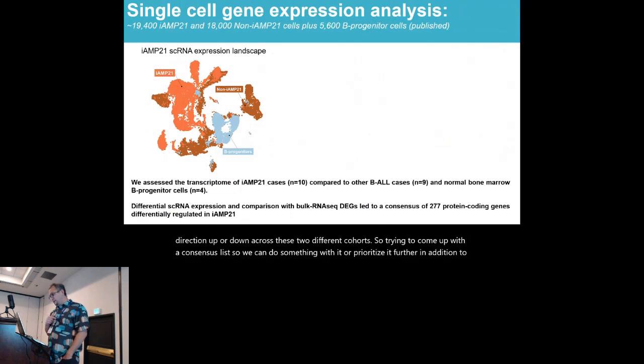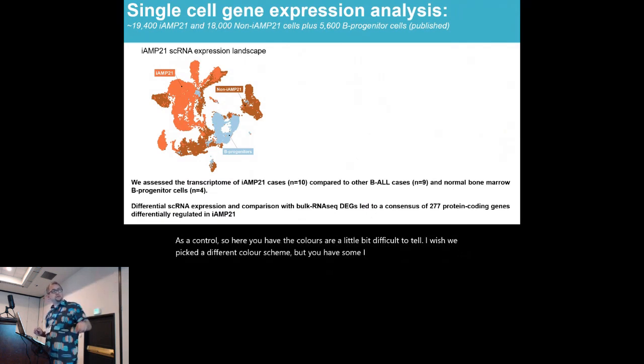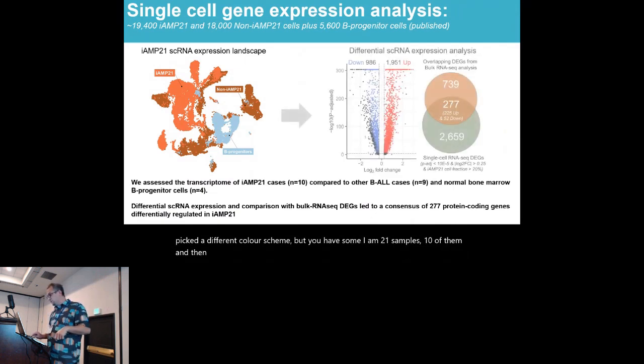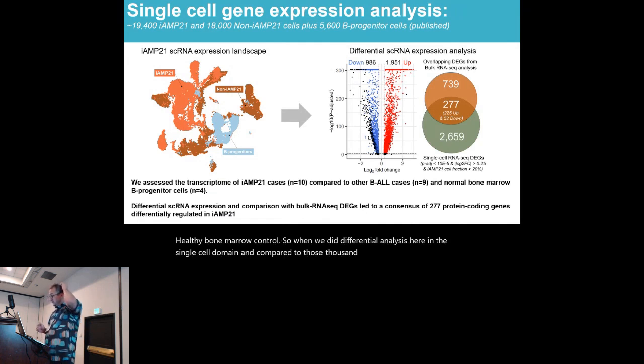In addition to the bulk RNA data, we also generated single-cell RNA-seq data, and then we combined this with some published healthy bone marrow B-cell progenitor data as a control. Here the colors are a little bit difficult to tell. I wish we had picked a different color scheme, but you have some iAMP21 samples, 10 of them, and then some controls together with healthy bone marrow control. When we did differential analysis here in the single-cell domain and compared to those 1,000 genes, we further narrowed them down to about 277 that are dysregulated specifically in iAMP21.